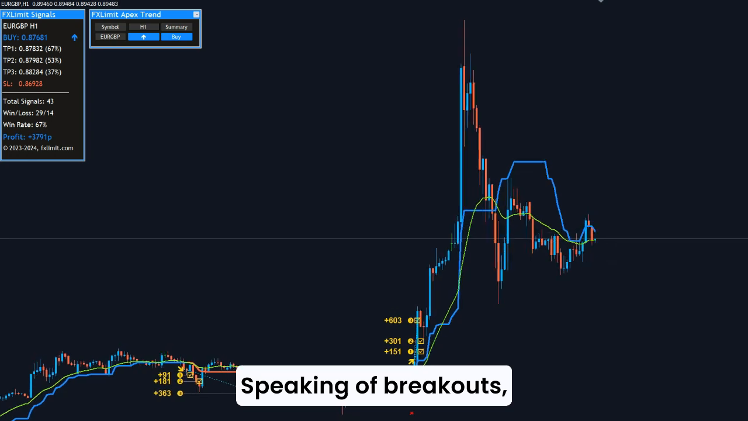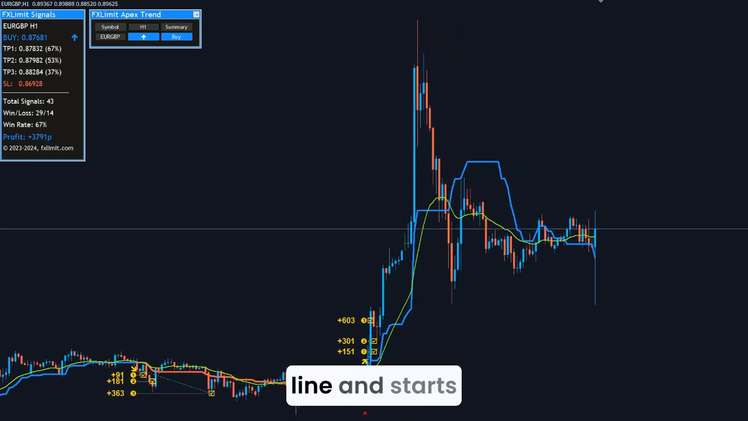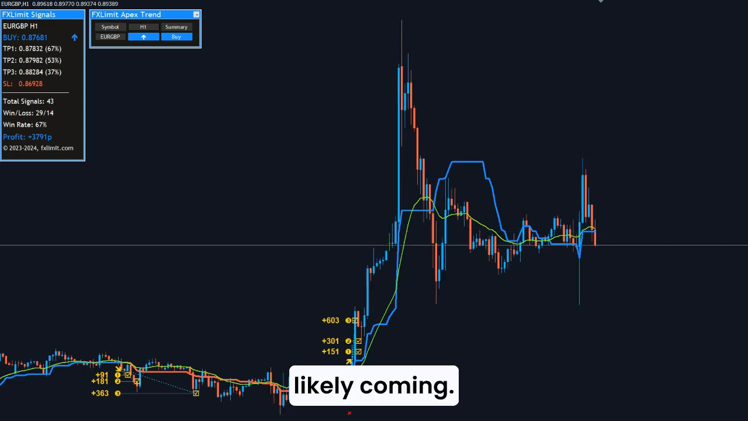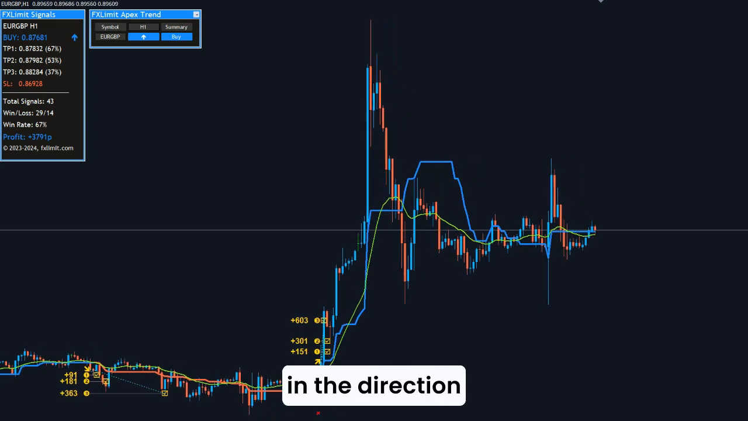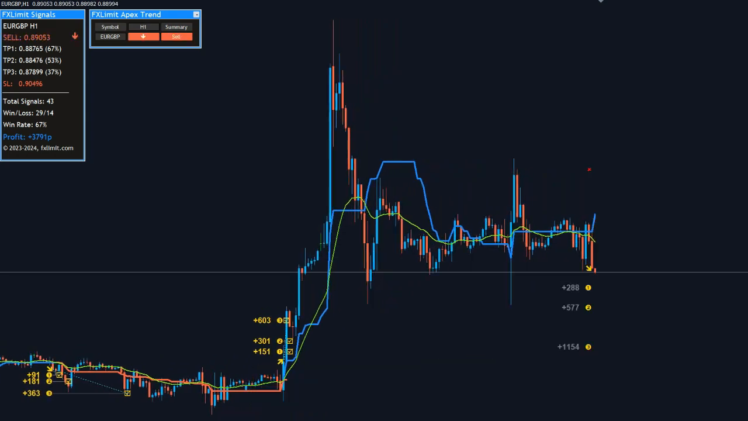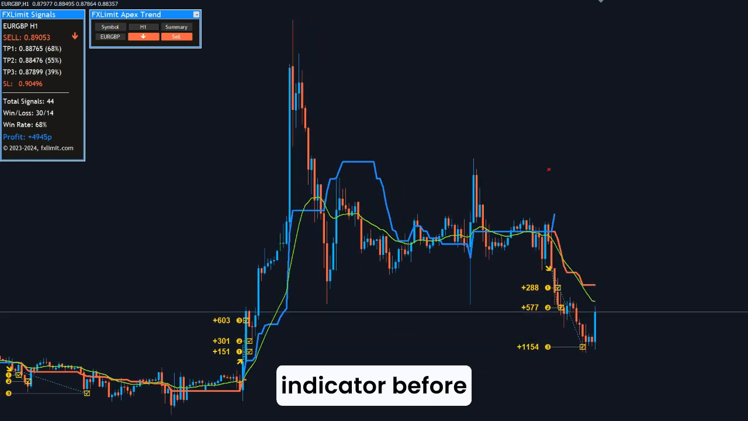Speaking of breakouts, here's one of my favorite strategies. When price approaches a trend line and starts consolidating, get ready. A breakout is likely coming. If the breakout is in the direction of the prevailing trend, it often leads to a strong continuation move. Just make sure to confirm it with volume or another indicator before jumping in.